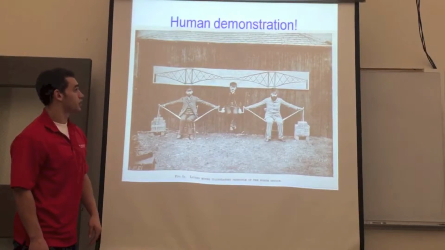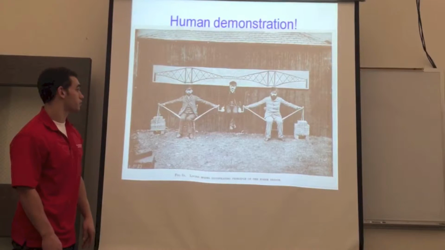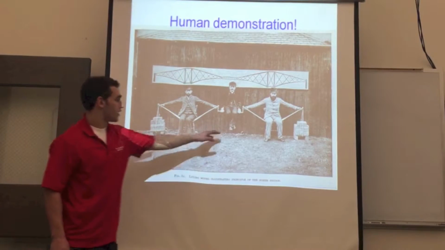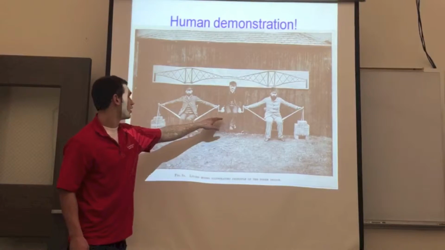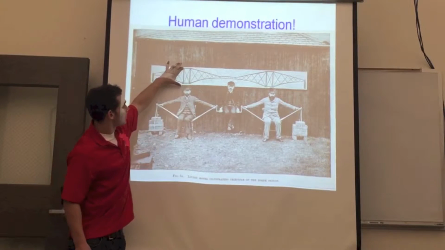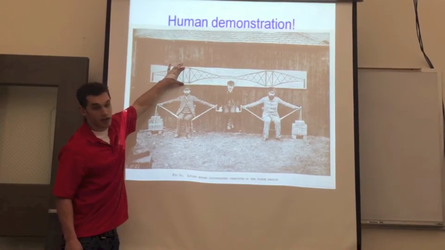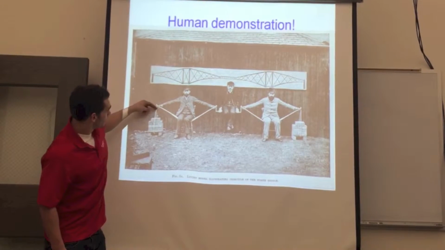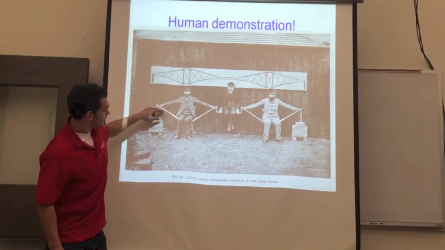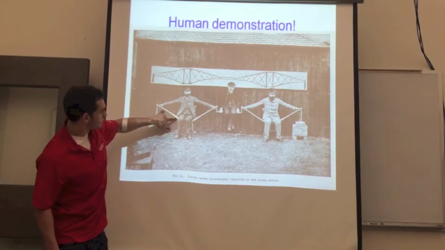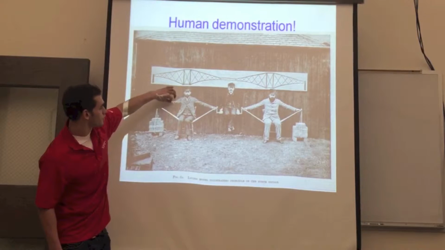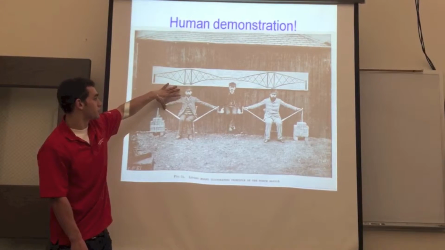And here's a human demonstration of a cantilever bridge. You have the hanging force right here in the middle, and these are the two structural pieces that handle the weight. And this bottom arm, as I said in the last diagram, would be in compression, and their arms are getting pulled apart, which shows some tension forces.